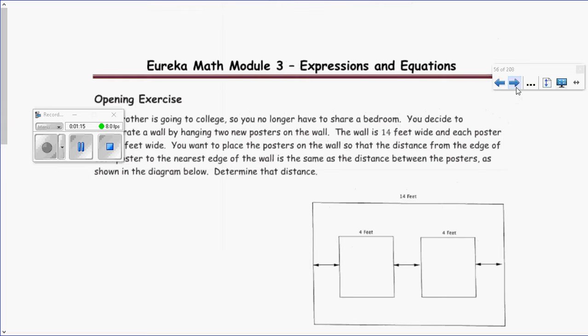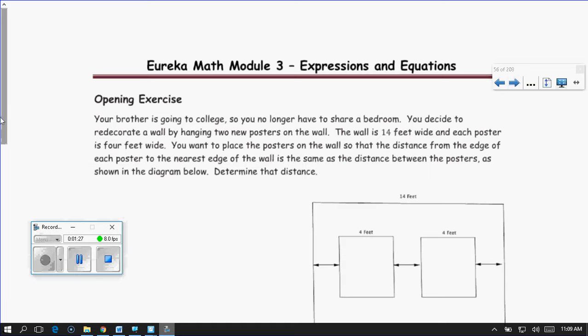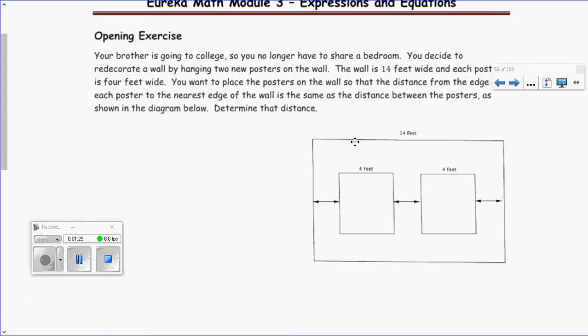Okay, turn to page 52, and we're going to talk about just this one problem here. We're not going to do all the problems with the opening exercise, but we are going to do this first one. Your brother's going to college and you no longer need to share a bedroom. You decide to redecorate a wall by hanging two new posters on the wall, which are right here. The wall is 14 feet wide and each poster is 4 feet wide.